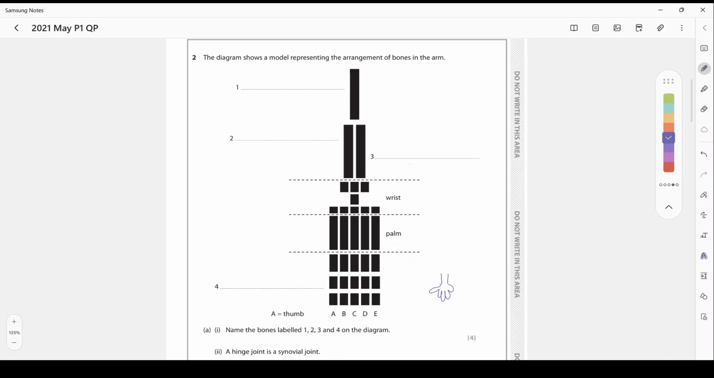And then bones 2 and 3 are basically the forearm. And then this is like the elbow. And then you have the upper arm here at the top, which is what 1 is. So let's start from the bottom here. Number 4, this is your phalanges. Let me just write that down.